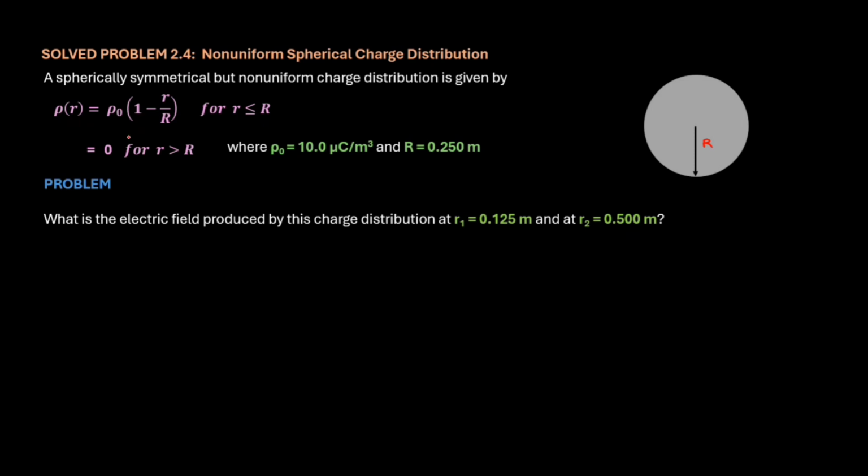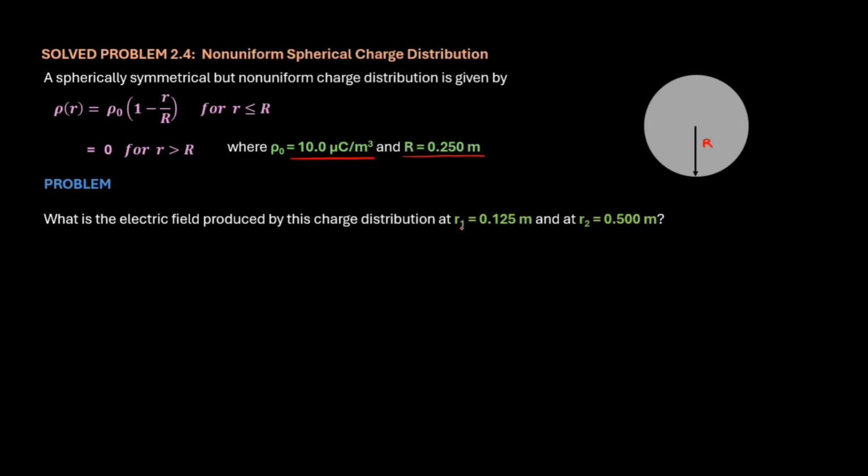So basically the question is telling you that the charge distribution within the sphere is given by this function, whereas outside the sphere it is equal to 0, where rho naught is equal to 10 microcoulomb per meter cubed and the radius of the sphere is 0.250 meter. We need to find the electric field produced by this charge distribution at R1 equals 0.125 meter, which is the distance within the sphere, and R2 equals 0.500 meter, which is the distance outside the sphere.